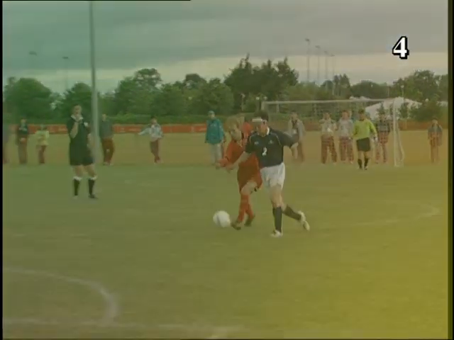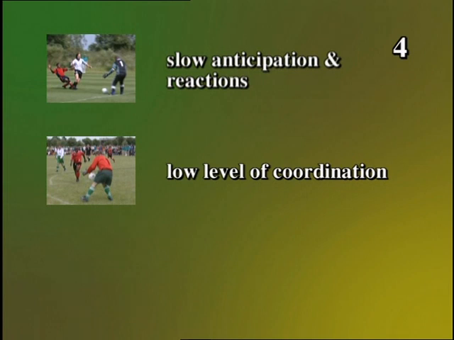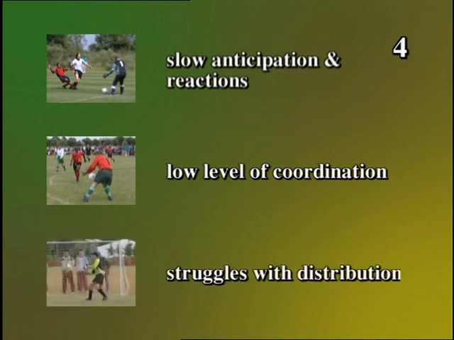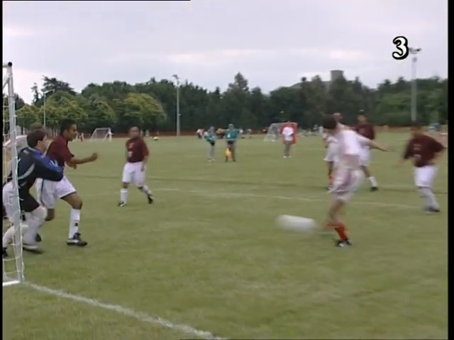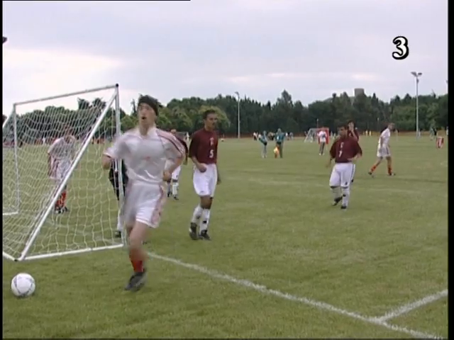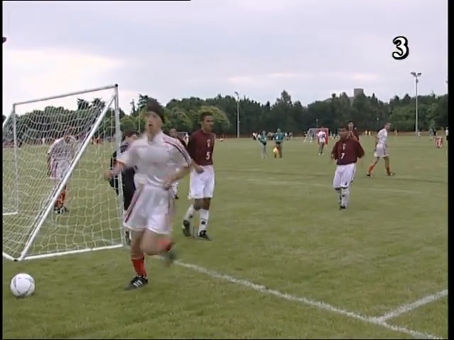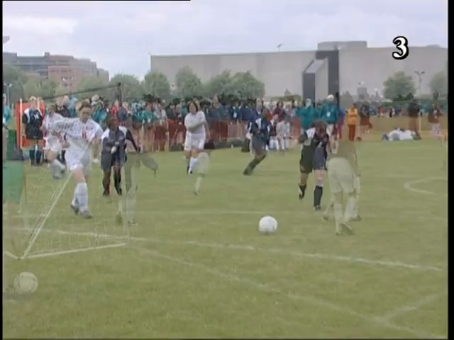So, to summarize, a level 4 goalkeeper is slow in anticipating and reacting to moves by the opponents, is not coordinating or combining movements very well, and struggles to distribute the ball where it's intended to. At level 3, the goalkeepers have better match awareness and can more easily anticipate and prepare for their opponent's attacks. Their reactions are faster, and they're better at coordinating their movements.